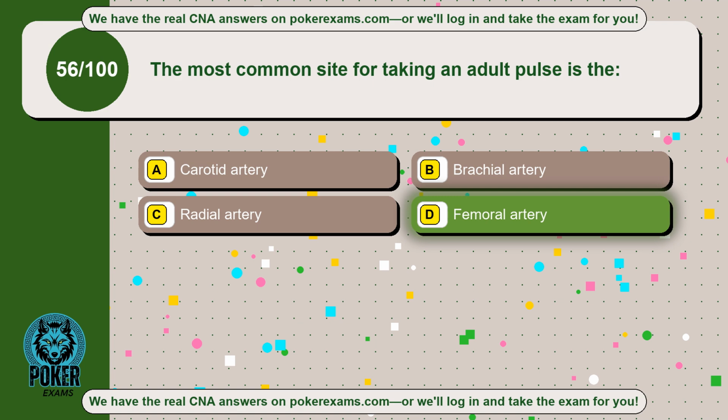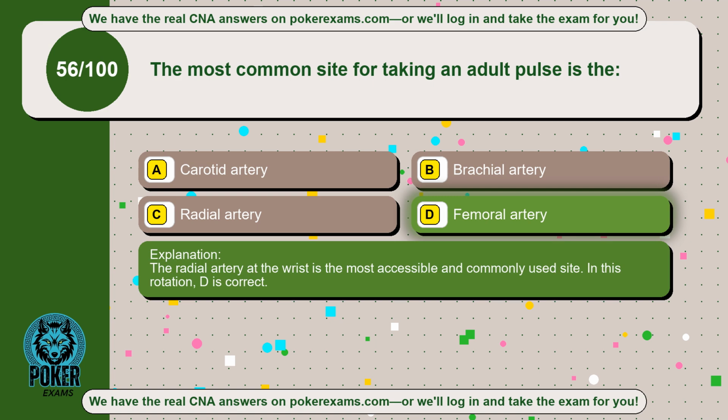Femoral artery. The radial artery at the wrist is the most accessible and commonly used site. In this rotation, D is correct.